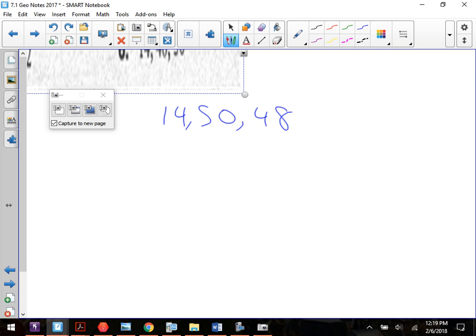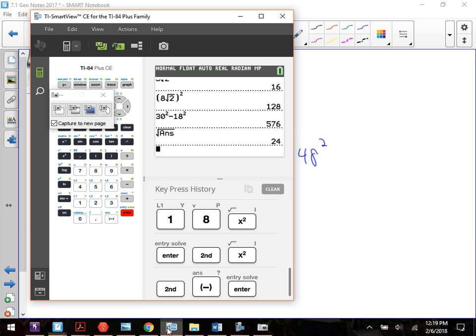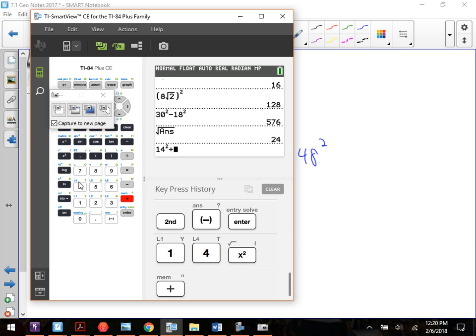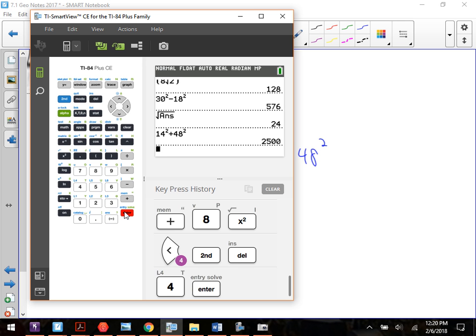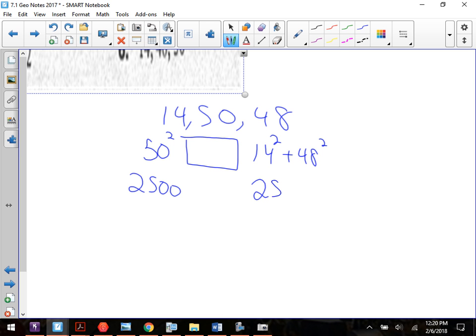So what you're doing is you're just checking. What is 50 squared? Is that equal, smaller, or greater than 14 squared plus 48 squared? Well, the 50 squared, that's easy. That's 2,500. And then you just put the other two together. Look at that. Are those equal? Therefore, it is a right triangle.